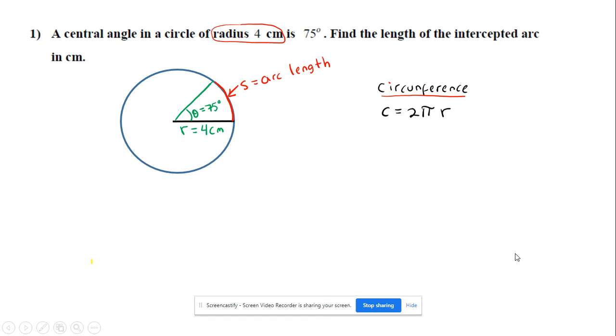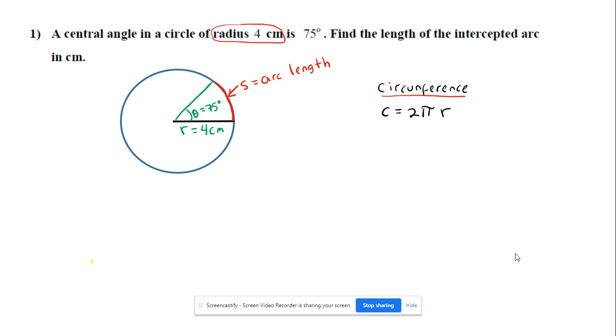Hi, this is Dr. Revales, and today I want to show you a problem that involves calculations of radians. Radians is this other unit we use to measure angles, and it's really helpful, especially when we calculate rotational motion around a circle. But in this specific problem, it's asking, find the length of the intercept arc in centimeters.